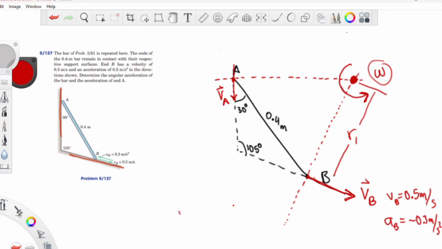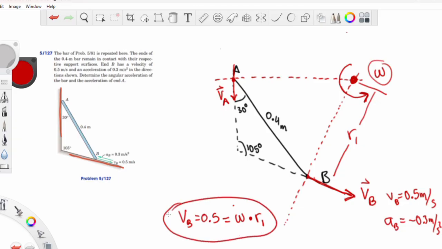Knowing that VB, its magnitude 0.05, must be equal to omega times distance r1. We already know the direction of the vectors, so we don't really want to use the direction anymore, and we can just work with the scalar values instead of the vectors, since we don't care about the direction anymore.